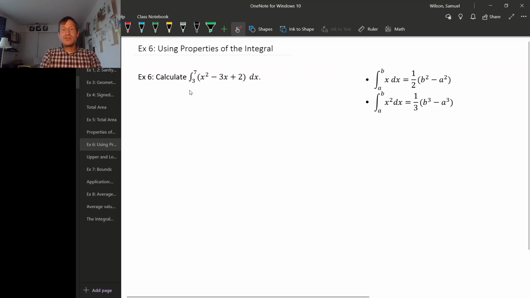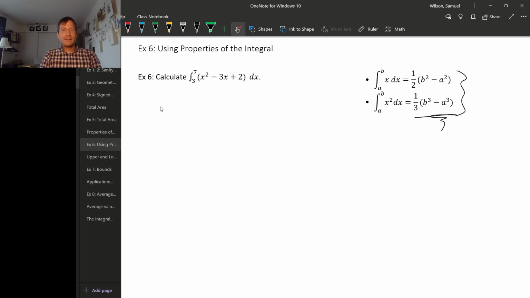So let's calculate the integral from 3 to 7 of x squared minus 3x plus 2 dx. In addition to the properties of integrals from the last slide, we'll also use these two integrals. Both of these you can work out using the limit definition of the integral. Just use the limit of a Riemann sum and grind through all the terrible algebra, but I've done that ahead of time, and this, in fact, is what you get.